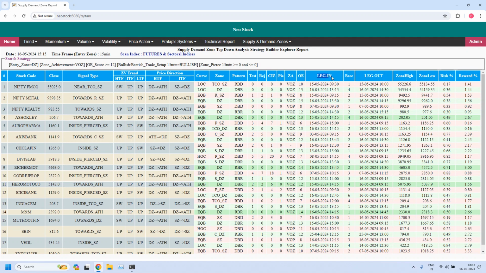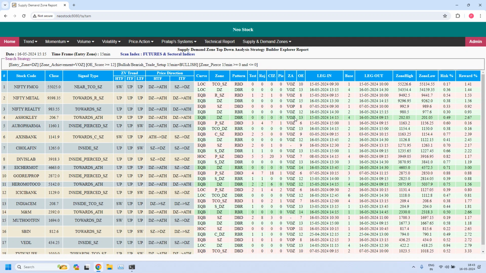You have a leg out column, you have a leg in, and also the number of base candles between leg in and leg out. In case you are not aware of how to understand this report, please complete our training lesson, lesson 21.1. That is part 1 of lesson 21. In that video, I have explained each and every column in detail.